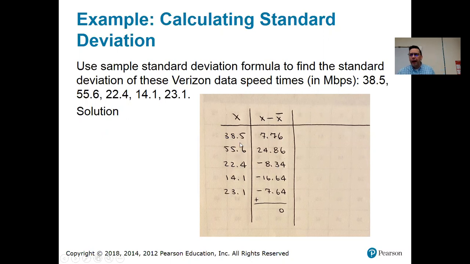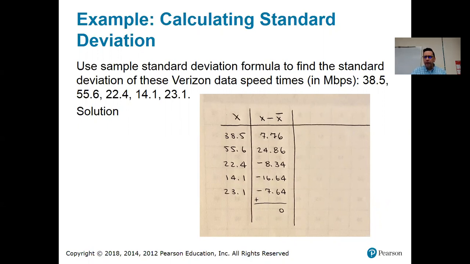A nice way to check your work after you've made this column is to make sure that these numbers add up to 0. They should always add up to 0. If you do a little bit of rounding, I don't think I had to do any rounding in this problem, I think these are the way they came out, then it might be just a little bit off, 0.01, 0.02, negative 0.01. But it should be really, really close to 0. And if you don't round at all, it should be exactly 0.